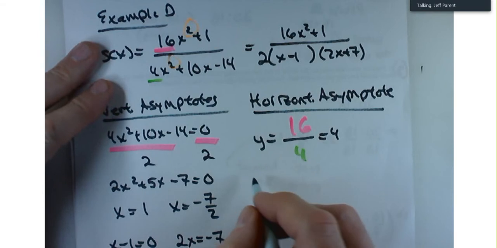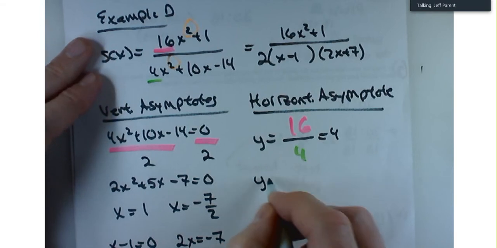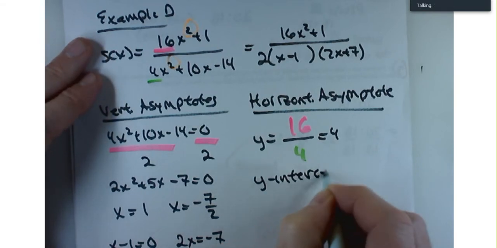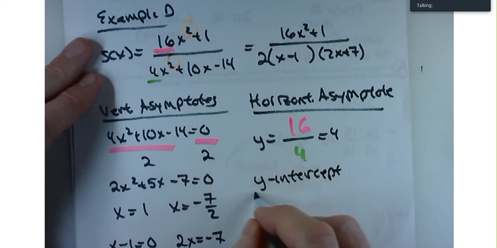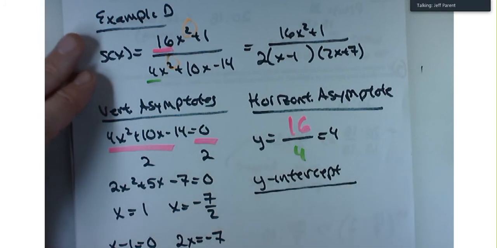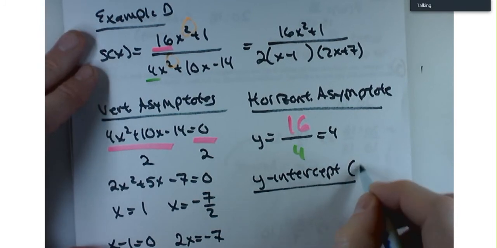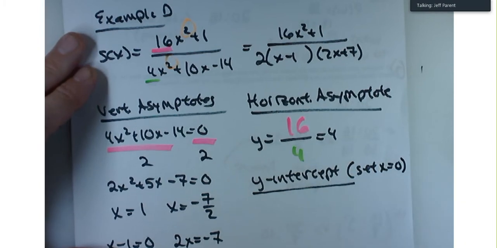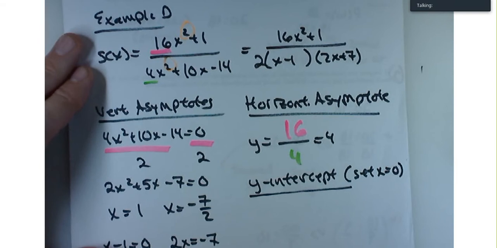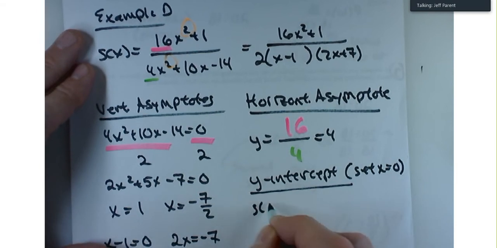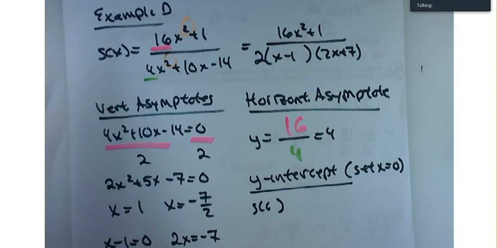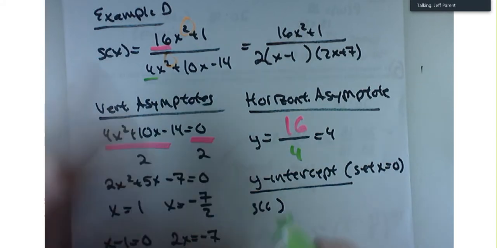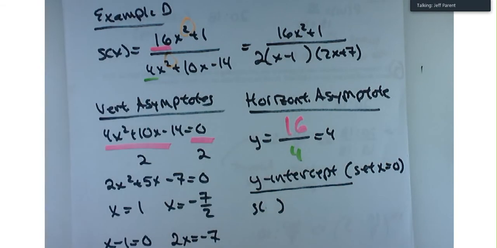How about the y-intercept? How are we going to get that? X is 0. Set x equal to 0. Cool. So basically, S of 0 should give me my y-intercept. Let's put in a nice 0 this way. S of 0.